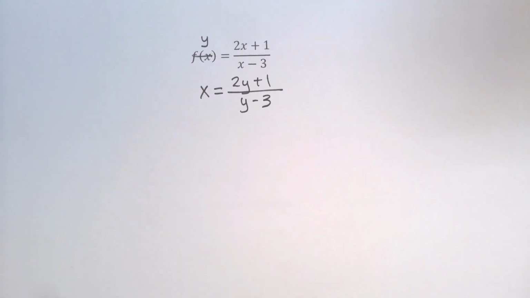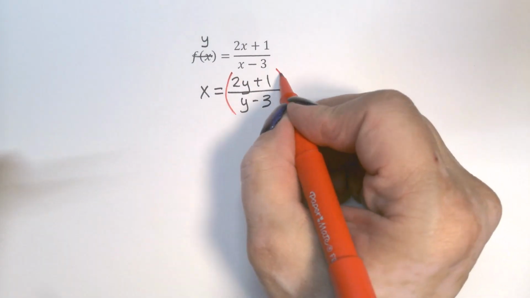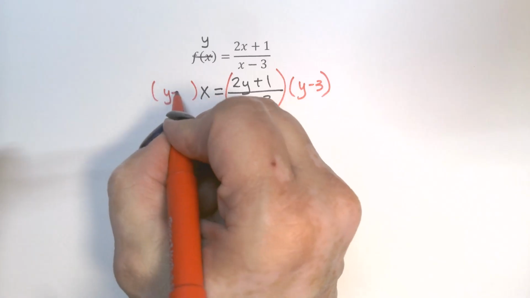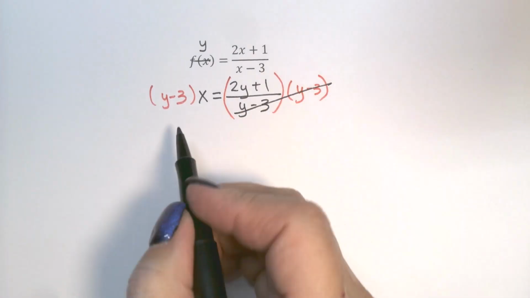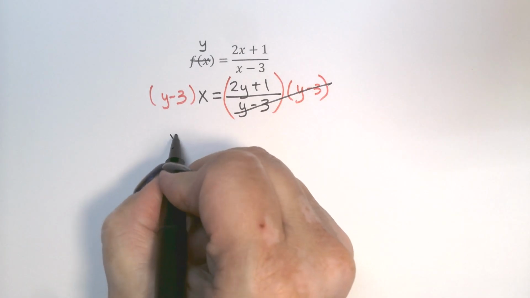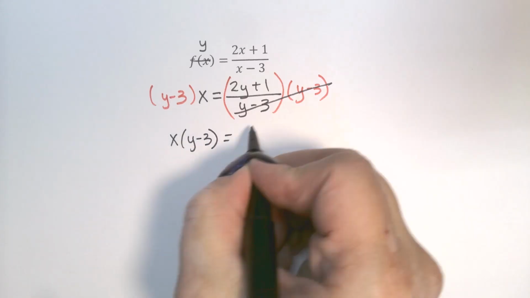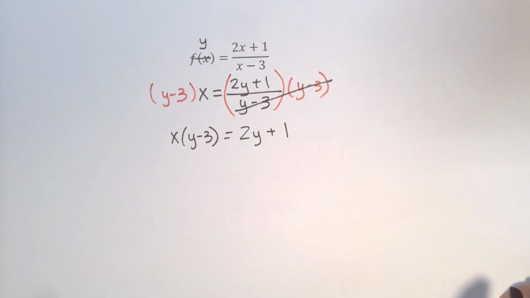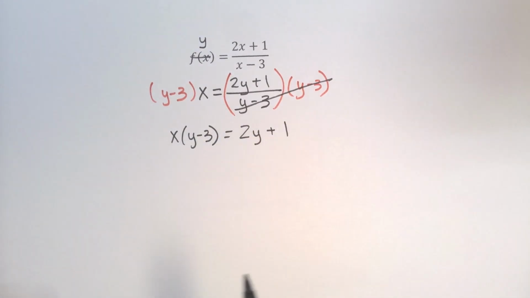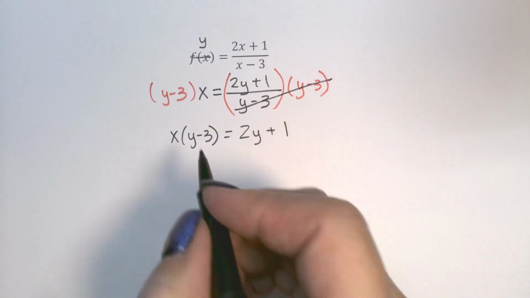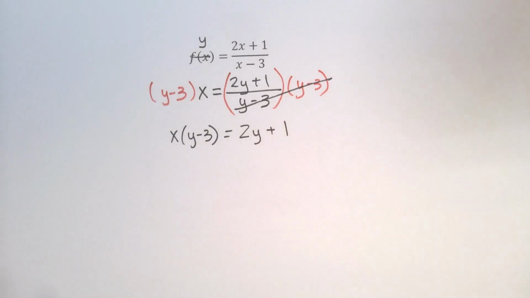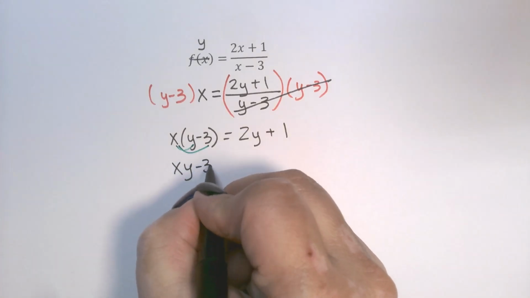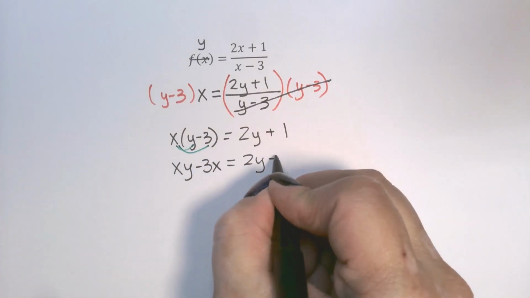Now, to get rid of this fraction, you multiply by its own denominator. And we'll do that on both sides. So over here, that cancels out. And what you're left with over here is x times y minus 3 equals just the numerator, 2y plus 1. Now we're solving for y, so I need all the y's to be in the same spot. But before I do that, this y is buried in here. So I'm going to need to do the distributive property first. So I have xy minus 3x equals 2y plus 1.